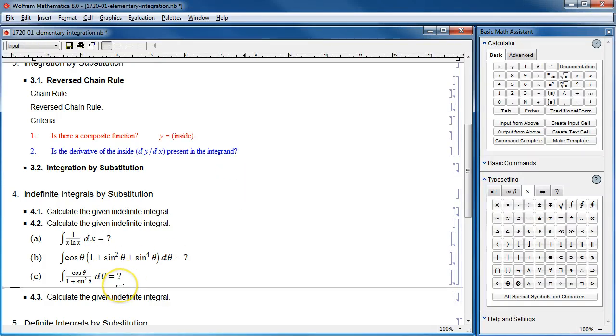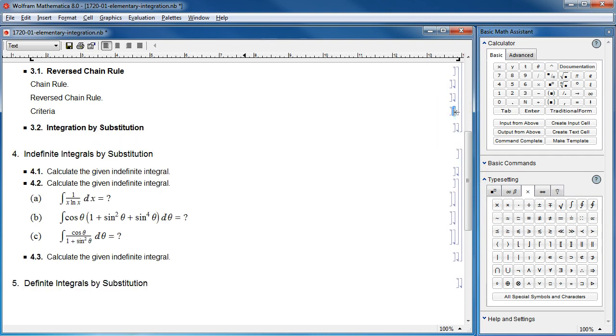So how do you work it out? It is tempting to take y as the entire denominator, 1 plus sine squared of theta, and take the derivative. At this time you'll see the derivative of 1 plus sine squared is too complicated, and you're going to end up making it worse than before. So that's not the right way. So let's go back to this criterion, the blue one. Is there a derivative of the inside or a candidate of the derivative flying around? Let's go back to the integral. This cosine of theta is the derivative of a sine function. Do you see that? That corresponds to this blue criterion, the second one.